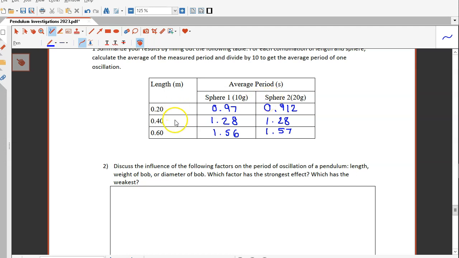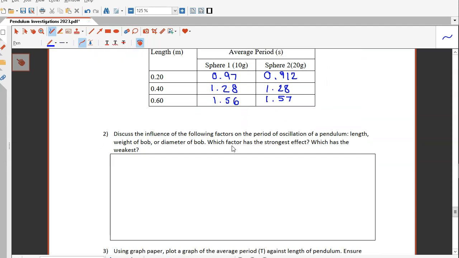Now if we change the length, we do get larger increases as we change the length. So as we go from 20 to 40, we see we've added on about 0.3 of a second, and as we go from 40 to 60, we've added on another 0.3 of a second. Okay, so you can write a couple of paragraphs just to explain that kind of analysis.